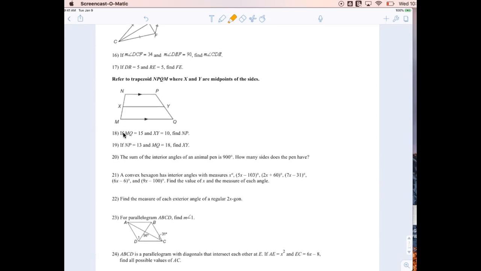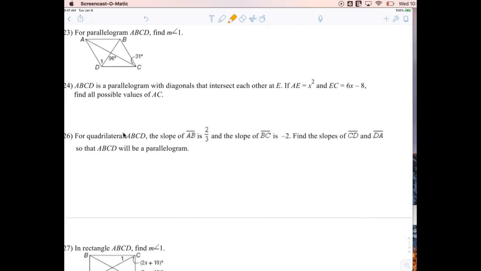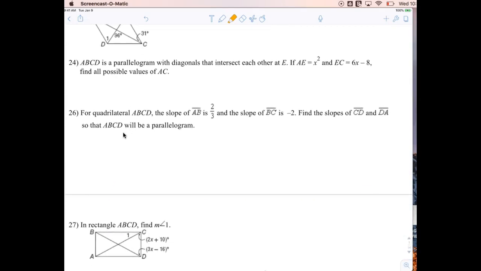Next page. Let's take a look at 24. It says ABCD is a parallelogram with diagonals that intersect each other. If AE is x squared and EC is 6x minus 8, that just means they are equal. Do you agree? So we would say that x squared is equal to 6x minus 8, which means now it's solving a quadratic.